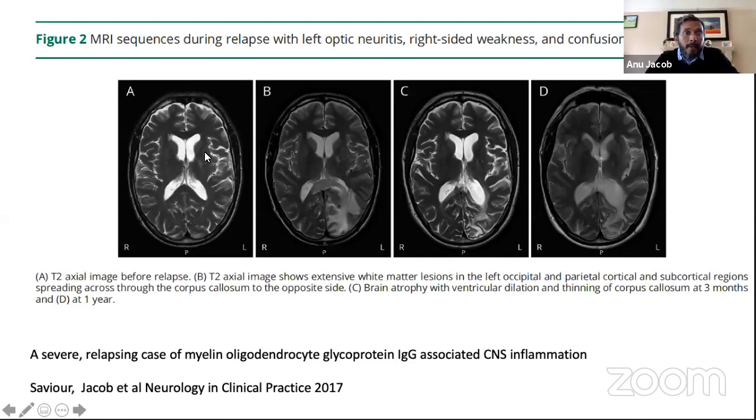This is a man who happened to have had a scan prior to his first index event. He was in his 40s or 50s. He developed what was thought to be stroke-like or vasculitic-like episodes, multiple brain lesions, and had recurrent episodes of these. You can see this large occipital lesion, which left him with hemianopia. And with time, you can see the ventricle enlarging and the cortex atrophying.